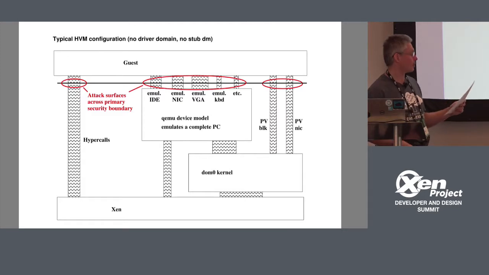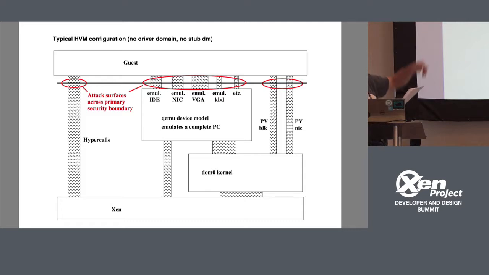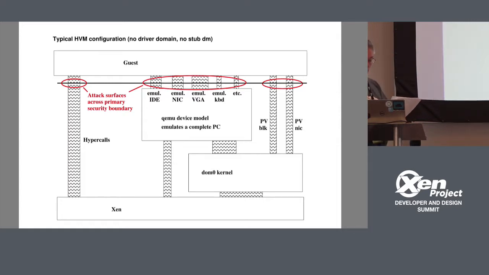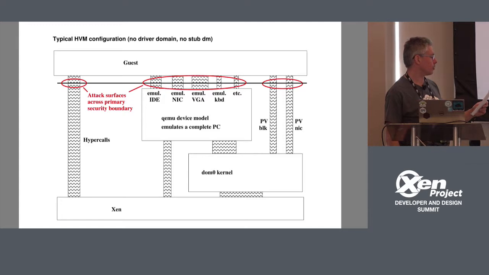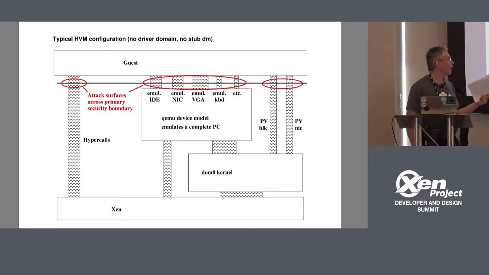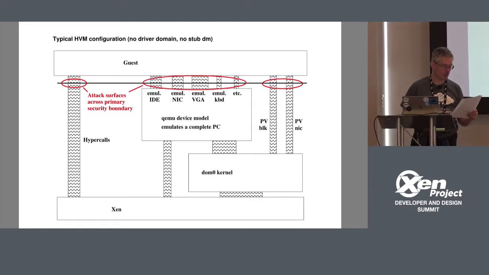So I've got a diagram here about that. Each of these devices you can see here is implemented by emulation code in QEMU. And in the usual configuration, QEMU runs as a process in DOM0 with complete privilege. Any vulnerability in the QEMU device model is a vulnerability in the whole Xen system, which can allow the guest to probably take over the host.